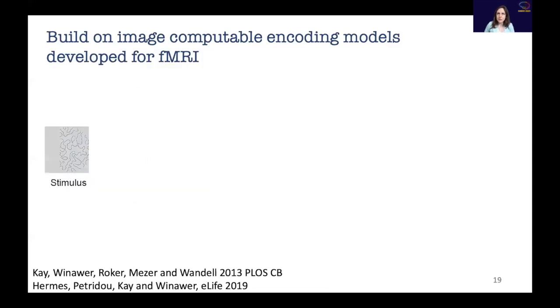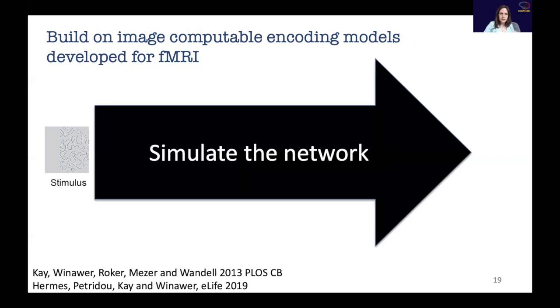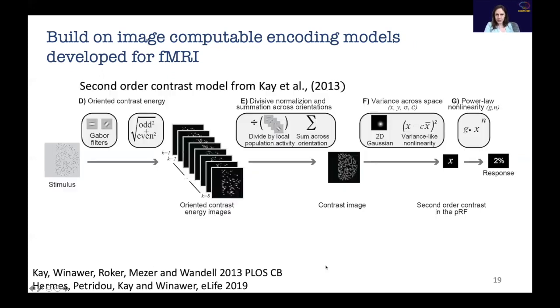And we can build on image computable encoding models that have been developed for functional MRI. These models take a stimulus, simulate a network response, and then predict a particular level of a response. For example, Kendrick Kay and colleagues developed such a model to predict fMRI BOLD signal changes.